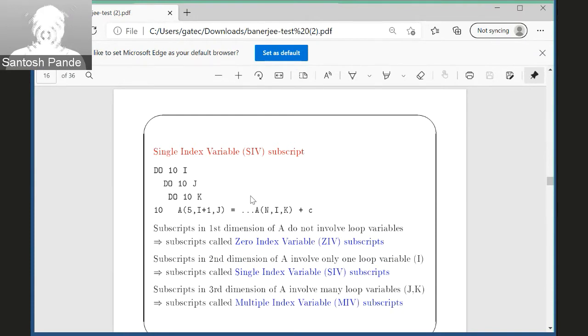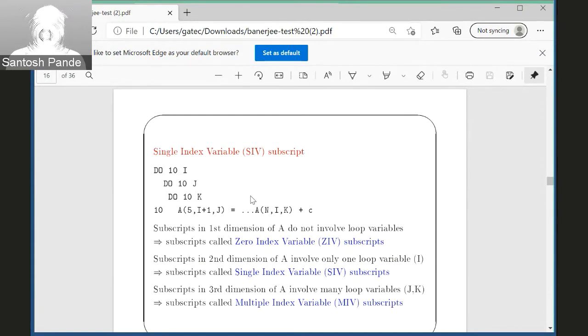So there are many such cases of ZIV. The other one is the second dimension. Look at that, I plus 1 and I, and it involves only one loop variable, which is I. And again, a very simple expression based on it. And we can try and solve this very quickly. There are sub cases here which we'll talk about. So this is called a single index variable thing.